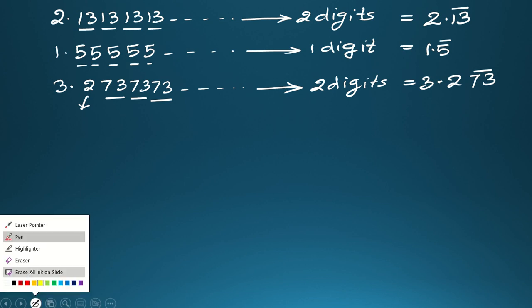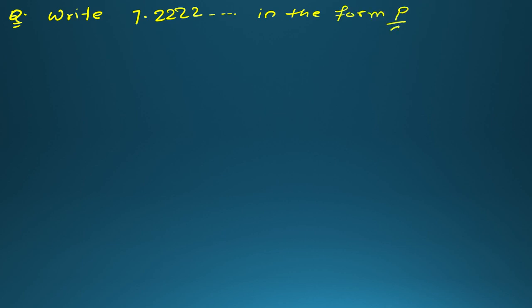We are going to start with the question where only one digit will repeat. So the question can be: write the decimal 7.2222 and so on in the form of P by Q. Or they can say write 7.2 bar in the form of P by Q, the meaning will remain the same. Maybe the question will be like this or like this, it will remain the same, and the method is very easy.